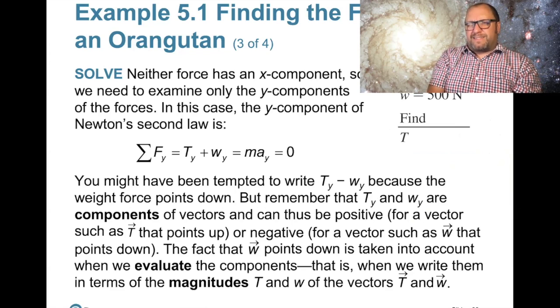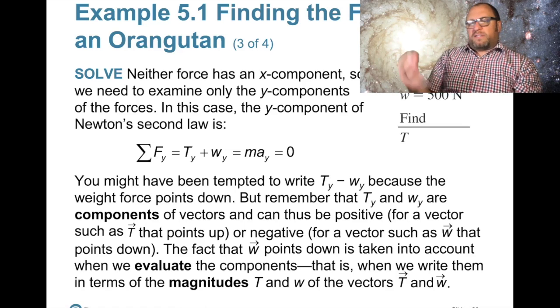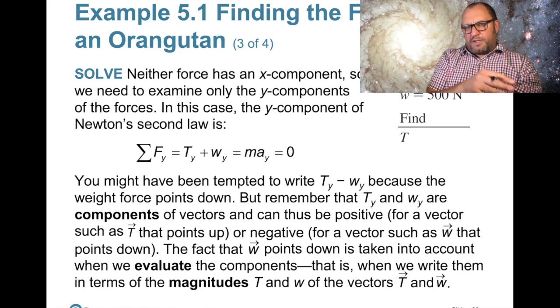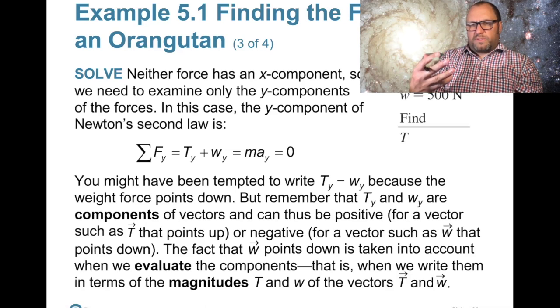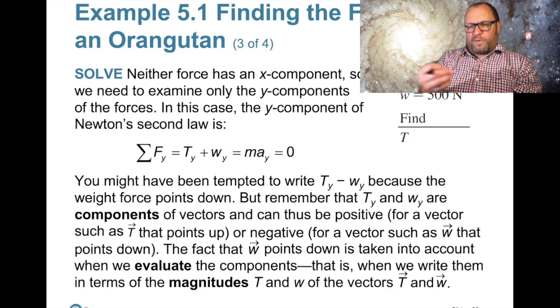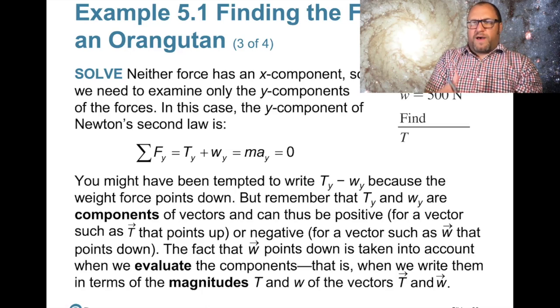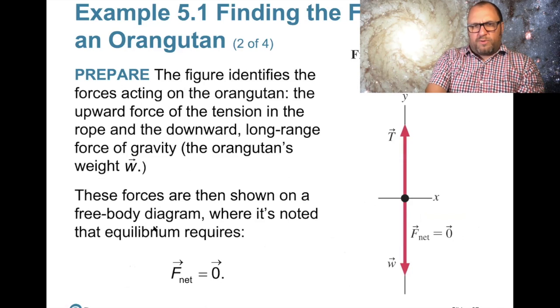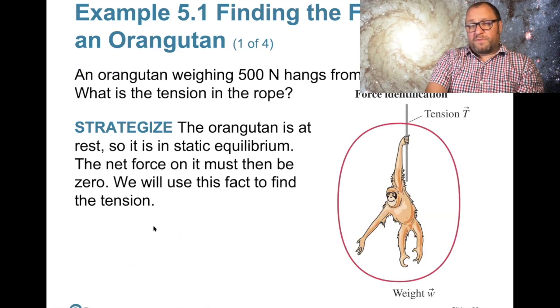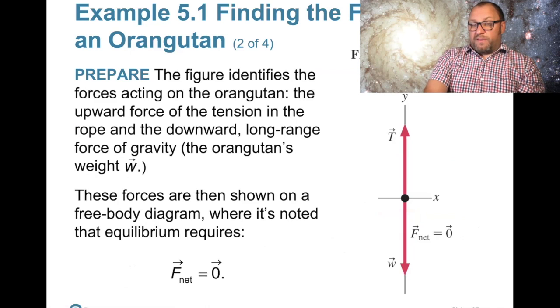Neither force has an x component, so we need to examine only the y components of the forces. In this case, the y component of Newton's second law, the sum of Fy, is tension minus the weight equals 0. So the mass times acceleration is 0. It's not accelerating, it's in equilibrium. We did this. So we know that the tension has to be equal to the weight, m times g. We know what the weight of the orangutan was in newtons, at least that's what I'm assuming. Yes, 500 newtons. So therefore, the tension in the rope is 500 newtons.